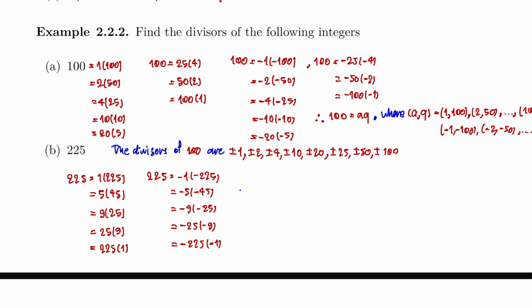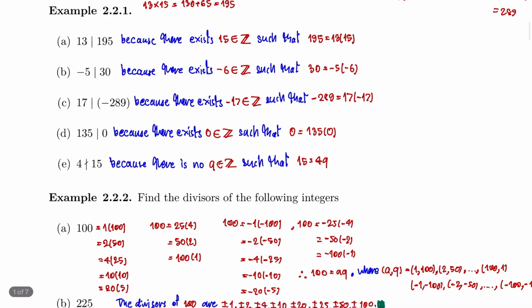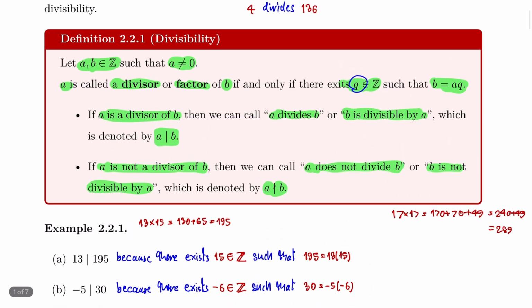So what are the divisors? The divisors of 225 turn out to be plus minus 1, plus minus 5, plus minus 9, plus minus 25, and plus minus 225. That's what we have, and this is how to use the definition of divisibility.